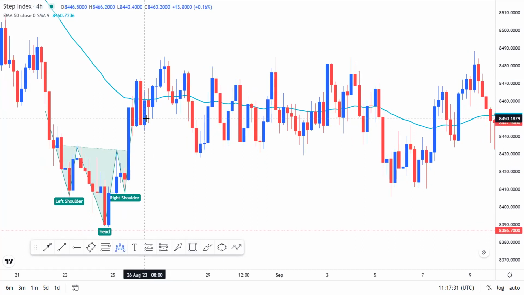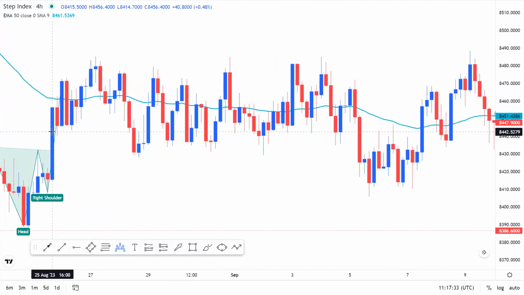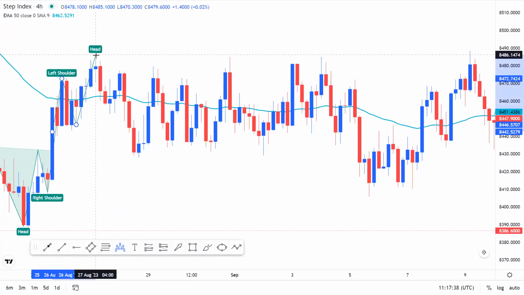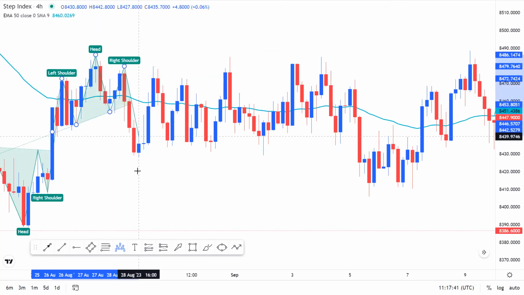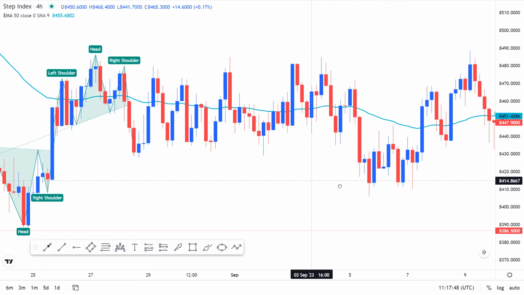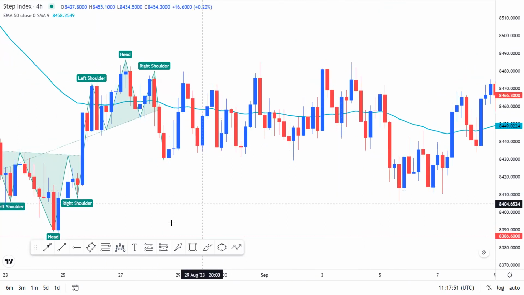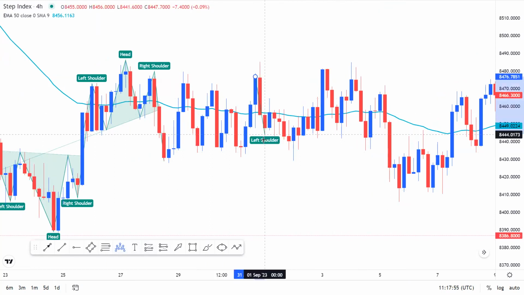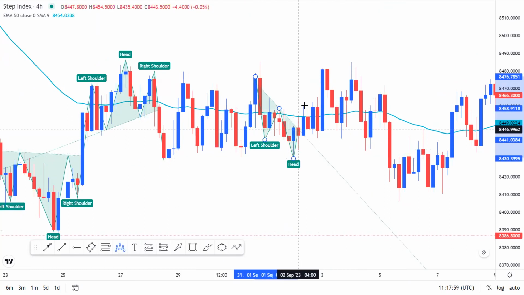And then, of course, we have right here a left shoulder, the head, and then the right shoulder. And here is an inverse head and shoulder pattern. Right about here, left shoulder, head, and then the right shoulder.